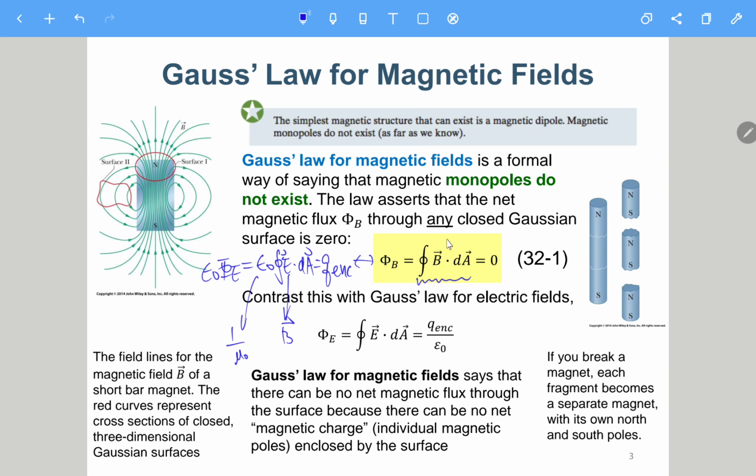Then it becomes this one. But you say, oh, we can't see the 1 over mu naught here, because the right side is 0. If you just multiply mu naught on both sides, then mu naught cancels, and the right side is still zero. So we don't need to write 1 over mu naught here, but actually the duality is like this. Of course, this is Q enclosed, and you change it to something like the magnetic monopole, and the magnetic monopole does not exist. So on the right side it should be zero. It's that easy.